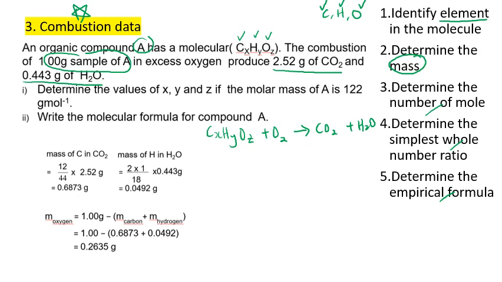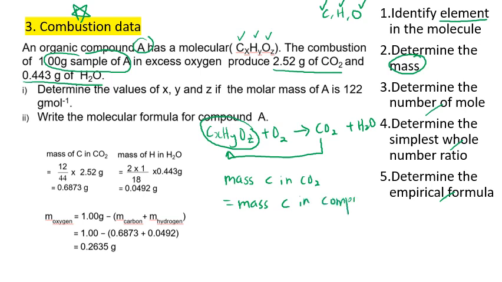So basically we know all the carbon is from compound A. How are we going to determine the mass of the carbon in CO2? The mass of carbon in CO2 will be equal to the mass of carbon in compound A. This is the main idea that you need to understand.